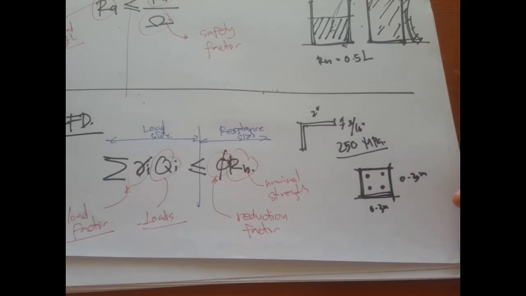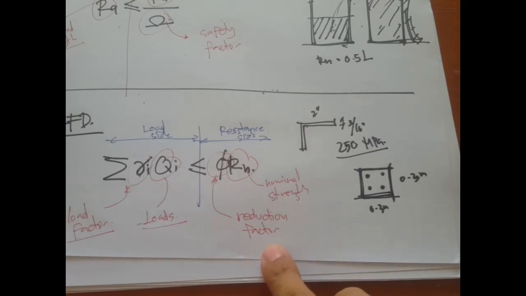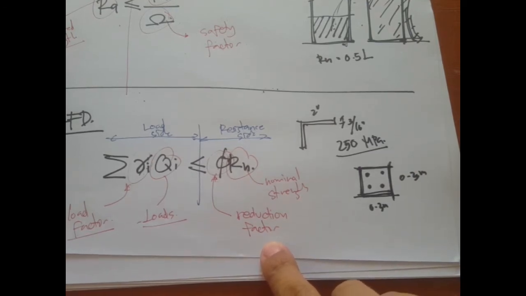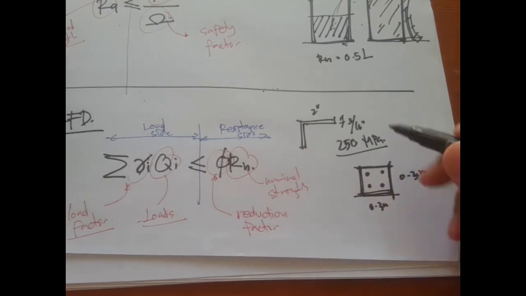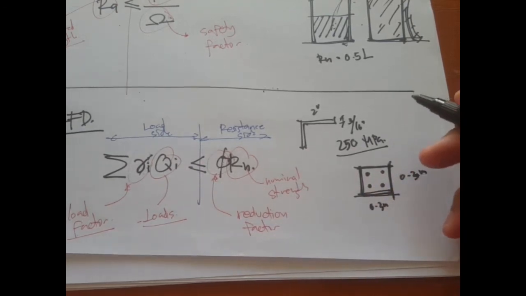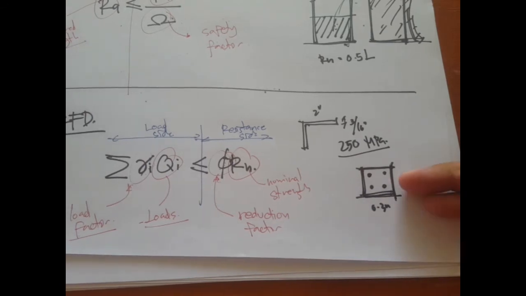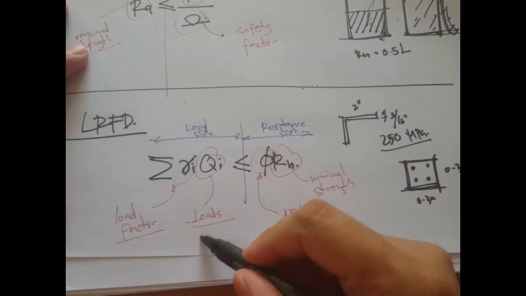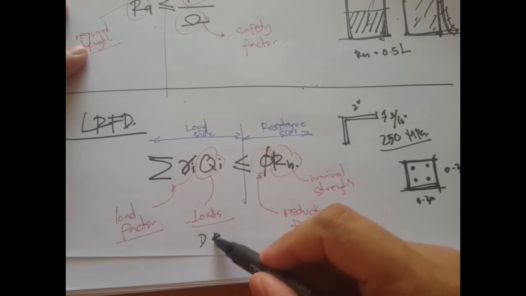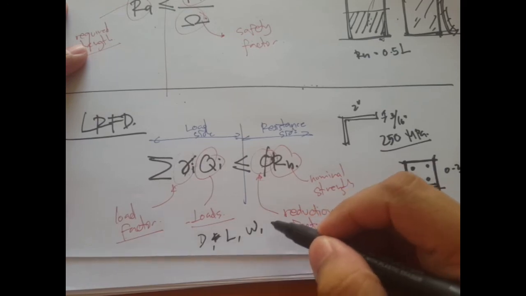But the point here is, because of those uncertainties, there must be some reduction factors, and for many reasons as well. Later on, we'll discuss in our topic on reinforced concrete these different values for reduction factors. Okay, for the load side, now we have the dead load, let's say the live loads. What else? Wind loads, etc.